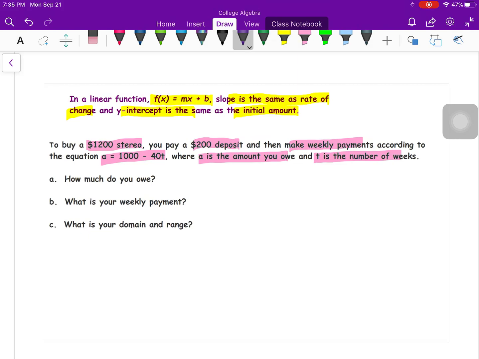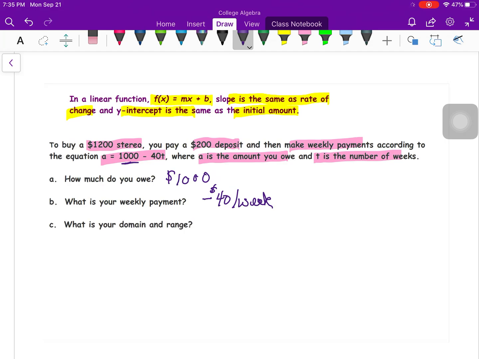So how much do we owe? $1,000. That is our initial amount left to be paid. What is your weekly payment? That would be our slope. It is a negative $40 per week. We are decreasing our bill by $40 a week.